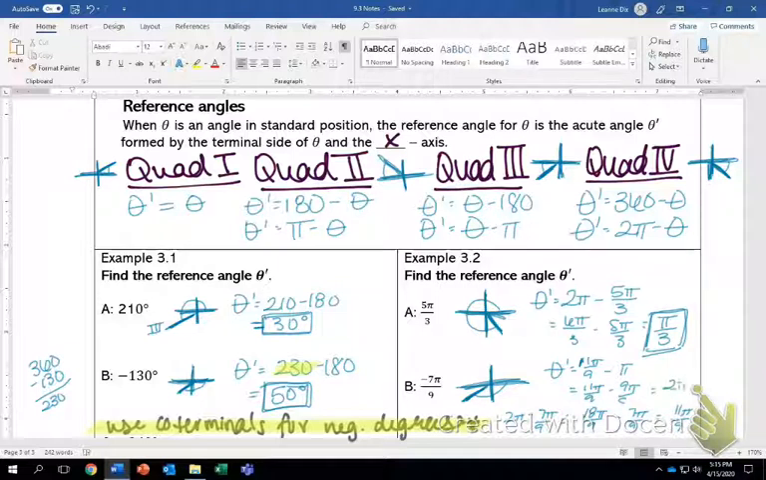11 minus 9 is 2 pi over 9. Okay, so that is my answer. So we ended up with the same answer. Again, it doesn't matter to me which one you pick as long as you do that.